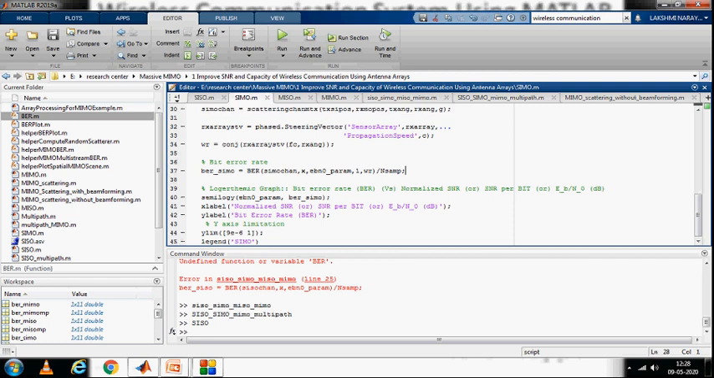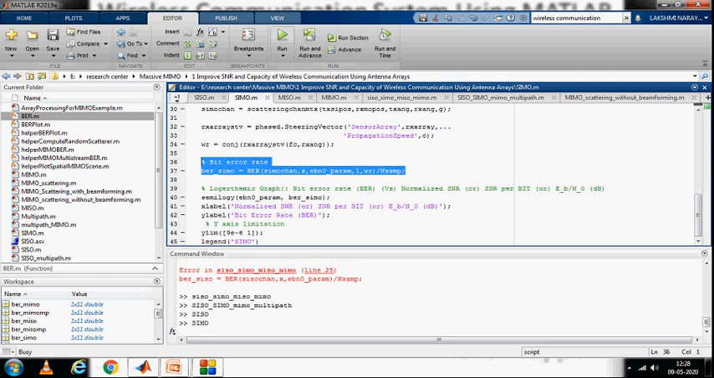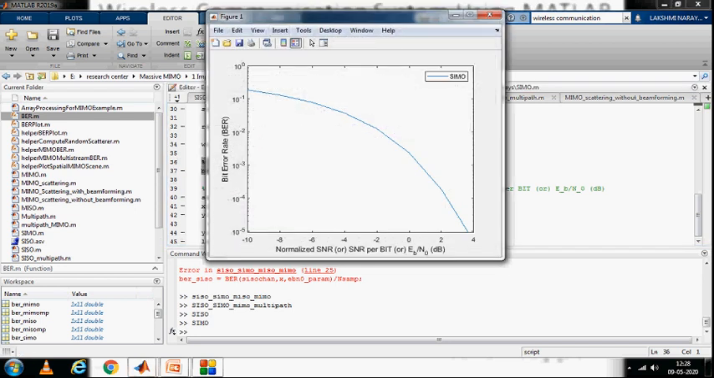And after that we measure the bit error rate, that is the ratio of the number of error bits to the total number of samples. For single input single output, the normalized SNR you are getting is 10. Now you can observe you are getting the SNR at 4, meaning 4 dB. When compared with the SISO, single input single output, for single input multiple output the SNR value is improving by 6 dB.